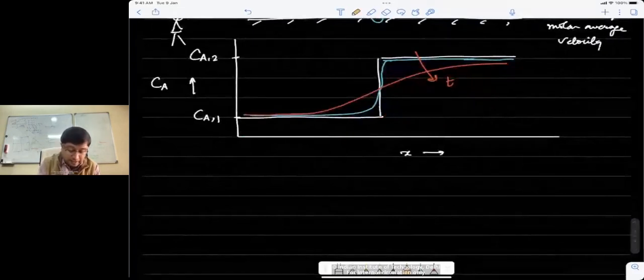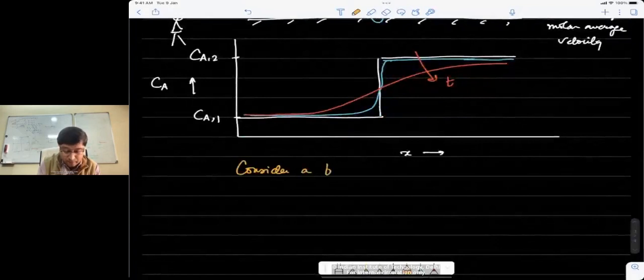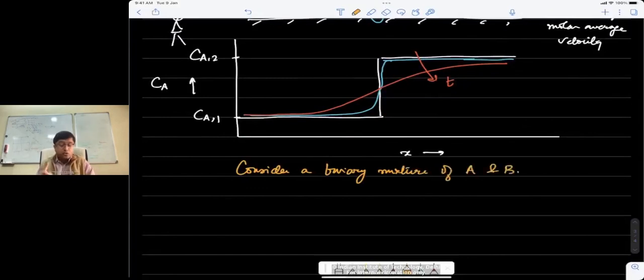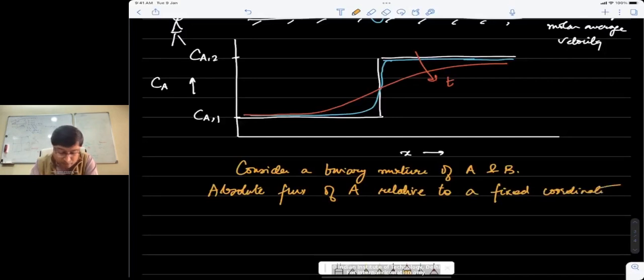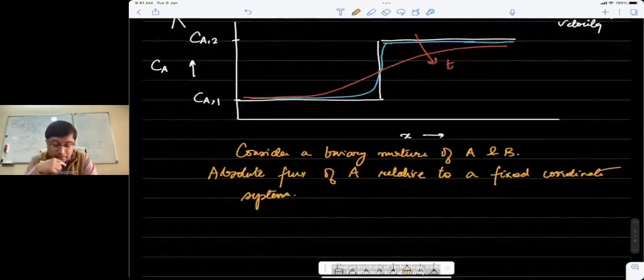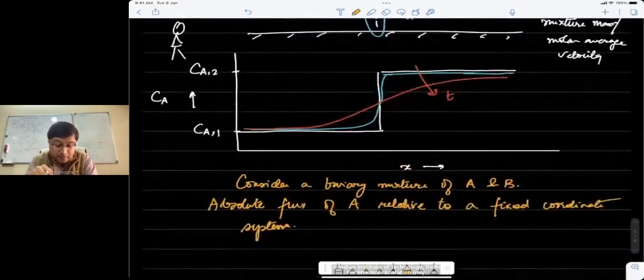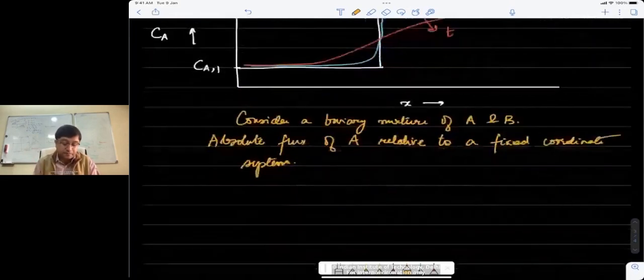So to show you how this is tackled, let's again consider a binary mixture of A and B. So there are two species only in a mixture in this case. Now what we will try and do is to calculate the absolute flux of A. And of course, we don't need to do B, but we can do absolute flux of A to start with. And this will be relative to a fixed coordinate system. So now we are not moving with the fluid or with the interface. Interface is sort of a simple way of explaining what you may expect, but the whole fluid may actually be in motion and there may not be an interface.